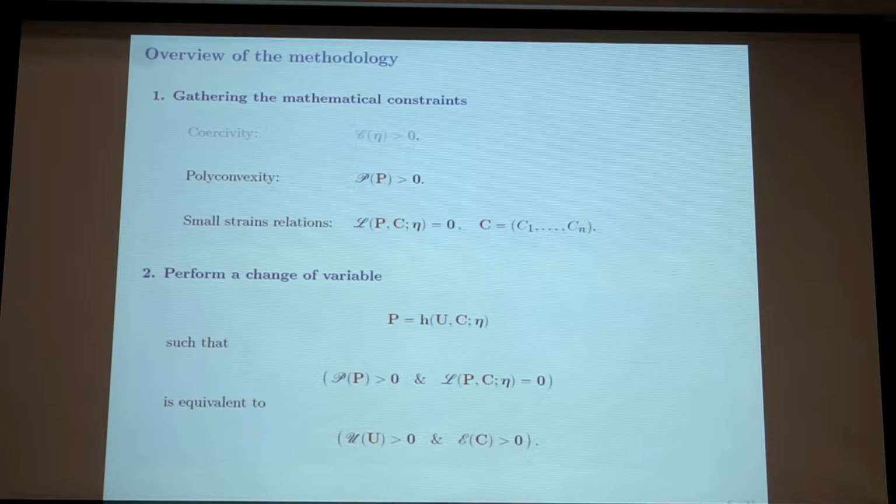The first one consists in gathering the constraints related to polyconvexity on the parameters P of the stored energy function, and also determine the consistency relations at small strains denoted by L between the parameters P and the elastic moduli C. Then the second step consists in introducing an additional random variable U and a transformation H, which just allows us to simplify the developments. And this transformation is such that the polyconvexity constraints and the consistency relations are completely equivalent to separate sets of inequalities on this new random variable U and the elastic moduli at small strains. So this means that instead of constructing the joint probability density function of P and C, we are going to construct the one of U and C.